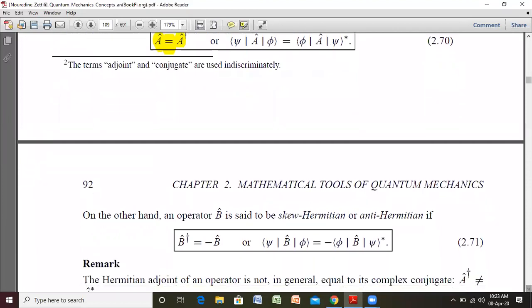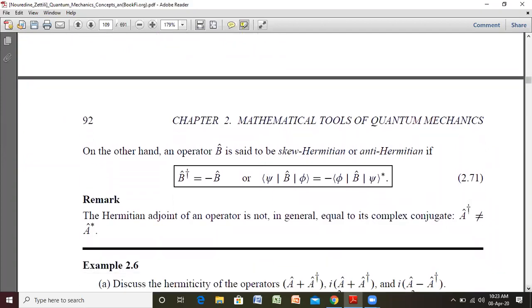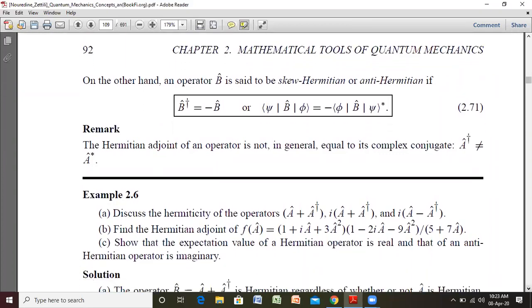There are skew Hermitian or anti-Hermitian operators in which the Hermitian adjoint of an operator is equal to the negative of that operator. B dagger is equal to minus B. This is called skew Hermitian or anti-Hermitian. And similarly, the complex conjugate of the average value of that operator is equal to the negative of the average value of that operator. So Hermitian and skew Hermitian or anti-Hermitian operators, you must know about these.